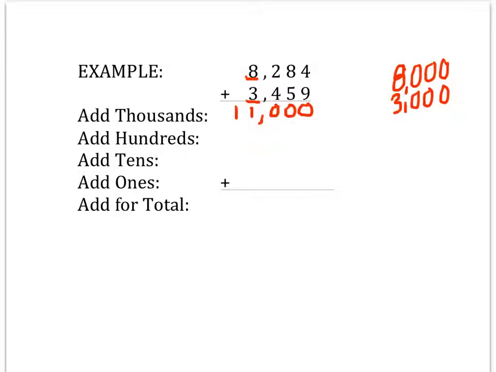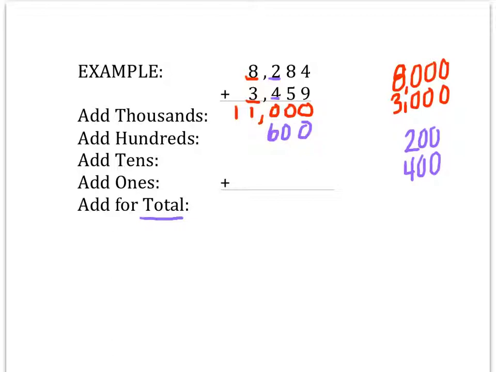Let's move on to our hundreds. I have a 2 and I have a 4. I know that 2 is actually worth 200 and the 4 is going to be worth 400. 200 plus 400 is going to equal 600. Make sure that you're putting it into the correct position. That way when we add for our total, we don't have to go back and fix anything.